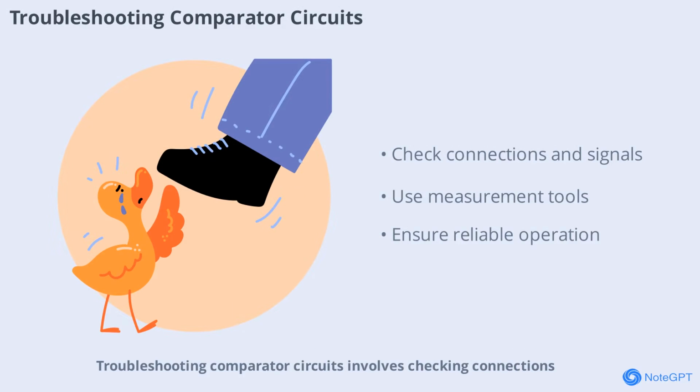Troubleshooting comparator circuits involves checking connections, verifying input signals, and measuring outputs. Using tools like oscilloscopes and logic analyzers can help identify faults. Systematic troubleshooting ensures that the comparator operates as intended and helps maintain circuit reliability.